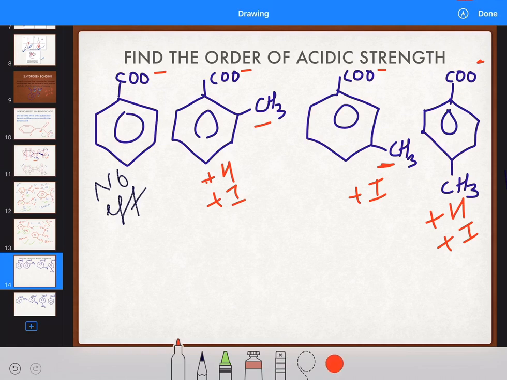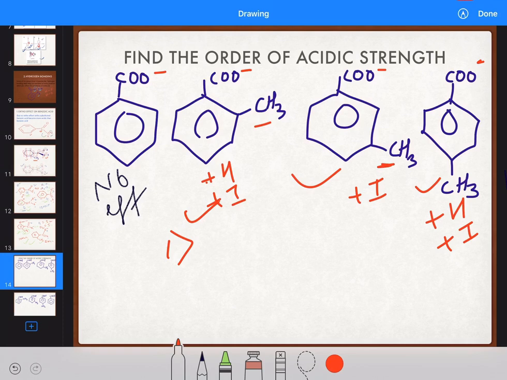Now we will find a sequence. Now see it. All the plus effects will decrease the stability of the anion. Correct? Okay. So all these have plus effect, meaning their stability will be less than carboxylic acid, less than the first one. So we can write the first one will be most acidic among them. Correct? Now we'll apply the rest of the effects.